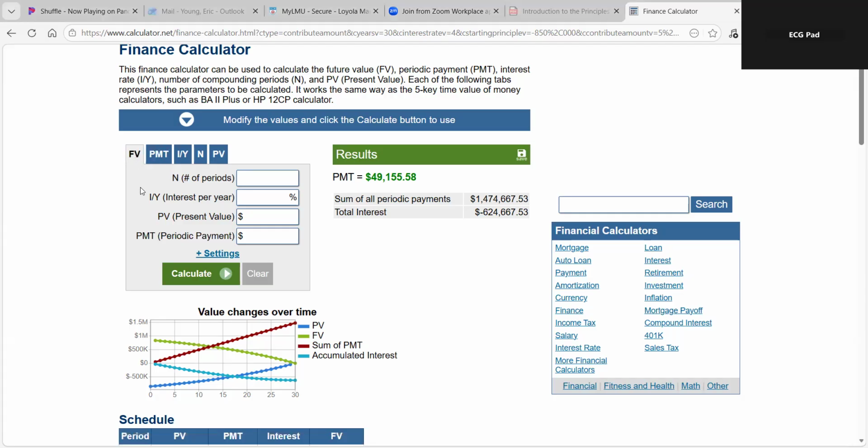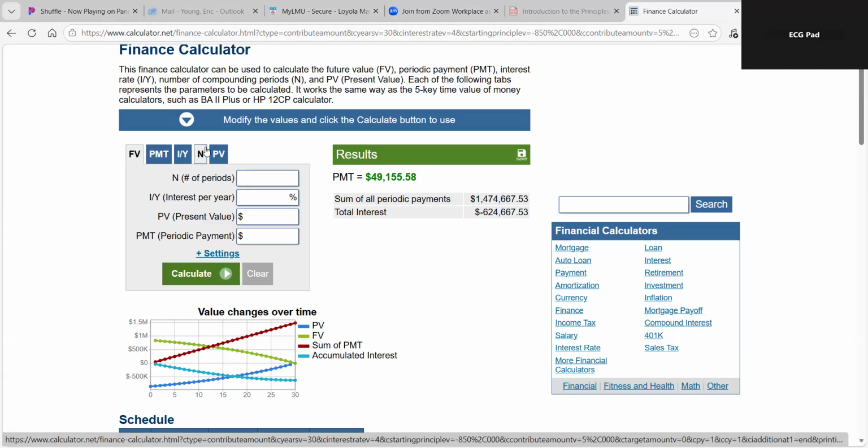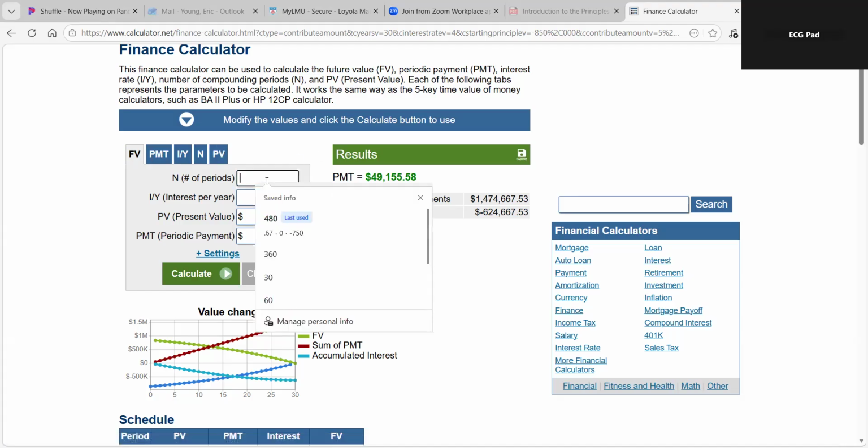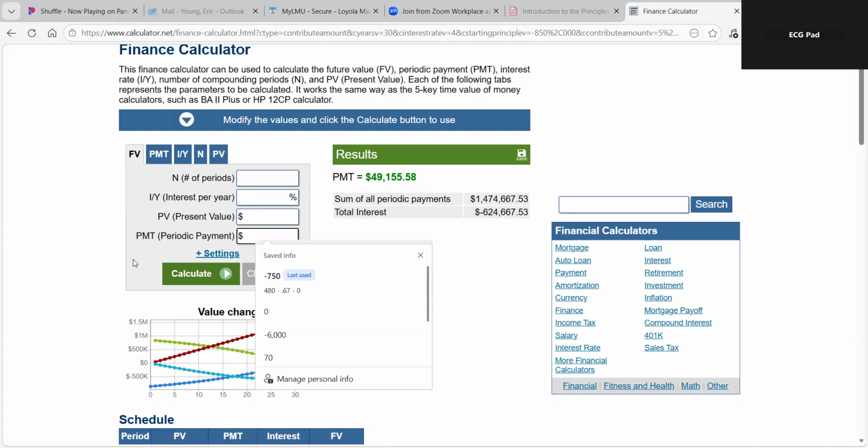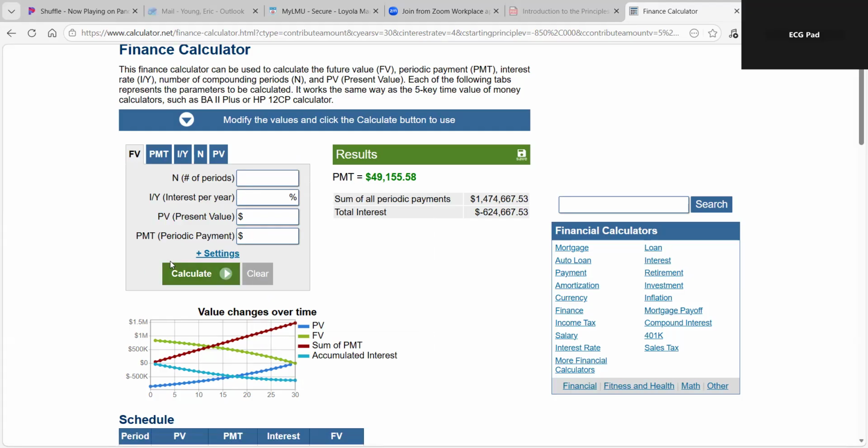FV goes gray, and the other 4 variables, PMT, interest, N, and present value, go blue, and they also have corresponding fields here so that we can enter values in. And then we just calculate and we're done. So that's the first thing to bear in mind.